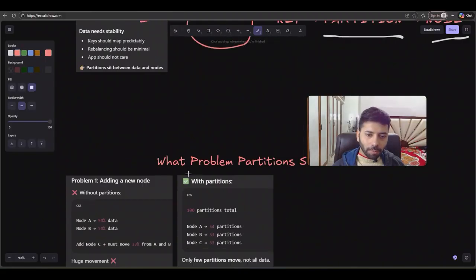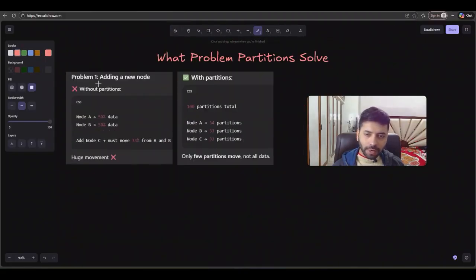Now let's see some of the problems that partitions solve. Number one: say we put everything on nodes instead of partitions. Without partitions you would have something like this. Node A has 50% of data and node B also has 50% of data. Now if we add another node, node C, because we will keep on doing horizontal scaling, right? In order to distribute the data evenly, each node will now have about 33% of data, correct? Earlier there was 50% data in node A and node B, and now it should be 33%.